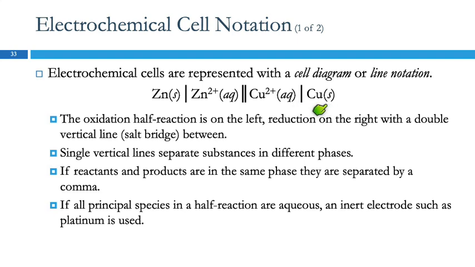You can have all the principal species in a half reaction being aqueous. Here the copper is participating in this. What if it was going from copper 2+ to copper 1+? Well, they're both aqueous. Then you need something in there to attach your electrode, your clip, to, right? So then we would use some other type of metal, something inert like platinum. It's not going to react.